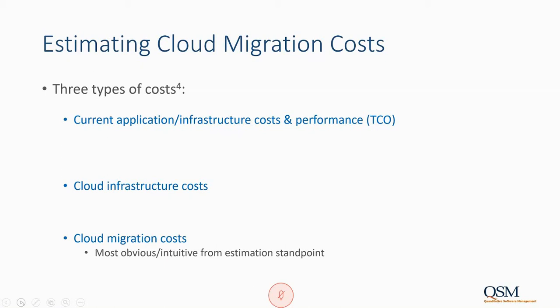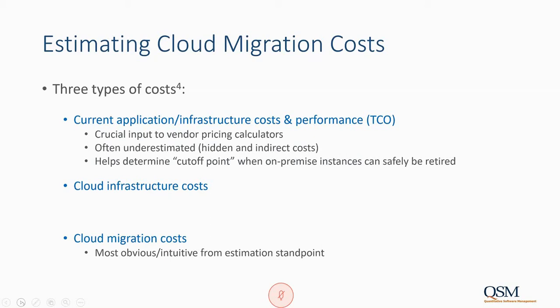Well, it turns out a fair number of public cloud adopters didn't worry quite enough about this piece. It turns out knowing your current costs of doing business is a pretty important input into vendor pricing calculators. So when you're shopping for a cloud provider, you need to be able to estimate the capacity you're going to need in the cloud. And you can't really do that very effectively if you don't know what you're spending now.